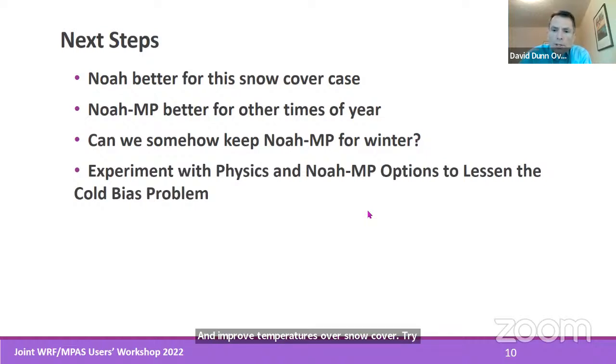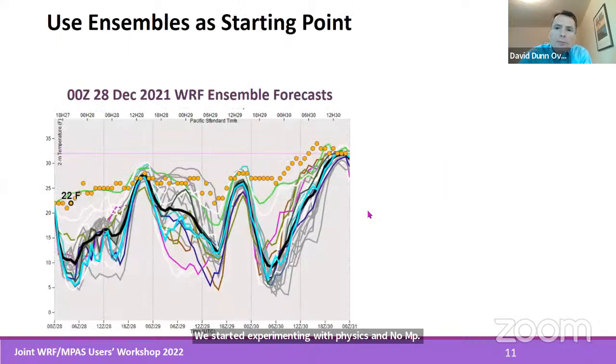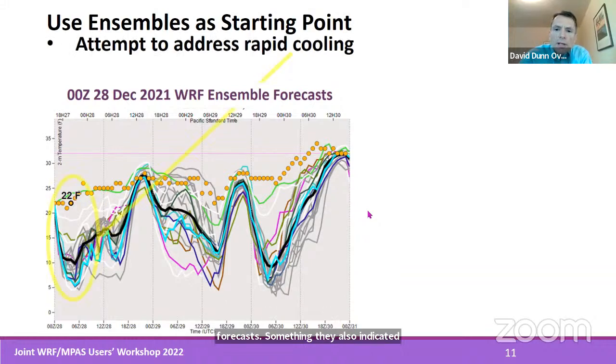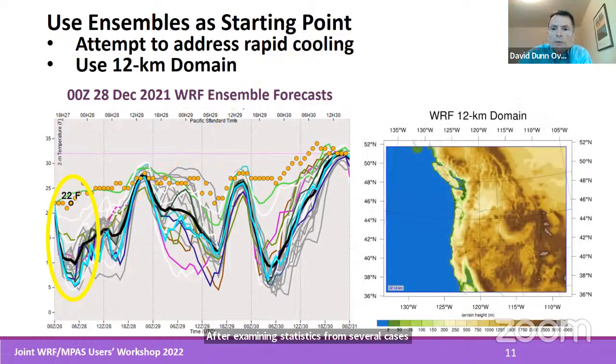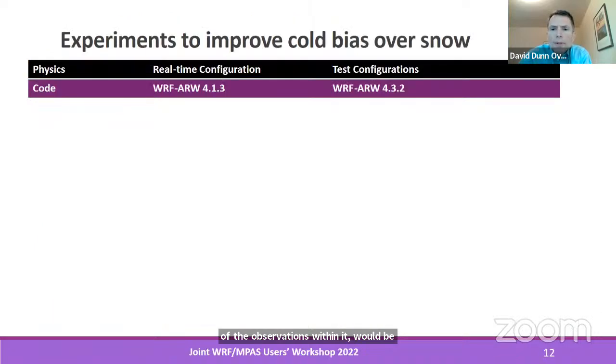To try to answer this, we started experimenting with physics and NOAA MP namelist options to lessen the cold bias problem. Our ensembles provided a good starting point for these experiments, since we already had a couple with relatively good forecasts. Something they also indicated is that I should start by attempting to address this rapid extreme cooling that happens with the NOAA MP. After examining statistics from several cases, I determined that using our 12-kilometer domain and all of the observations within it would be sufficient. So I ran multiple experiments to improve our cold bias over snow.